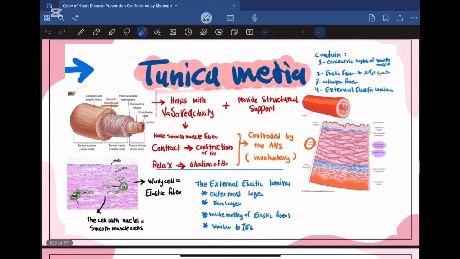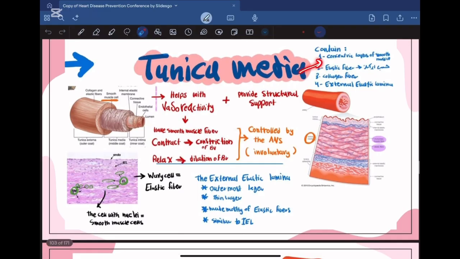Moving on to the tunica media. We remember the media has main contents: 1 smooth muscle, 2 elastic fibers and 3 collagen fibers. And eventually the last thing we'll see is the external elastic lamina. Depending on the place, each one varies in the amount. For example, in muscular arteries we will have more smooth muscle, and we'll talk about this. In elastic arteries we'll have more elastic fiber in the tunica media. So we remember tunica media has 3 things: smooth muscle, elastic fiber and collagen fibers, depending on the place.